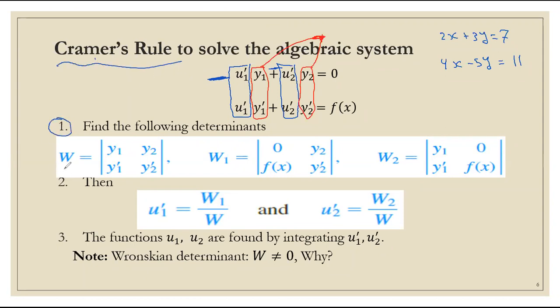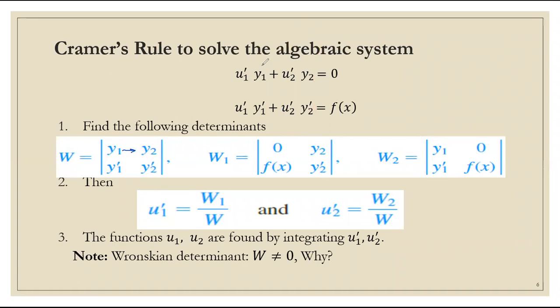First step is to find 3 determinants, W, W1, and W2. Let me explain the W. By the way, all of you know the W, the Wronskian determinant. You will write here your functions, and in the second row, their derivatives. So notice now, my first row is the coefficients of my unknowns, so it's y1 and y2. The second row is the coefficients from the second equation of my unknowns, u prime 1 and u prime 2. So I wrote here y1 prime and y2 prime.